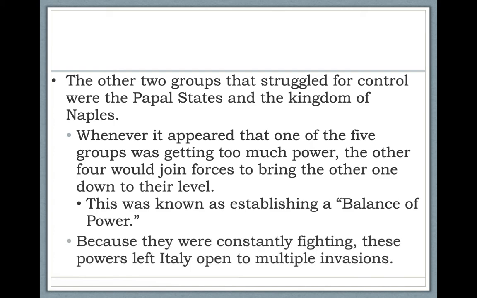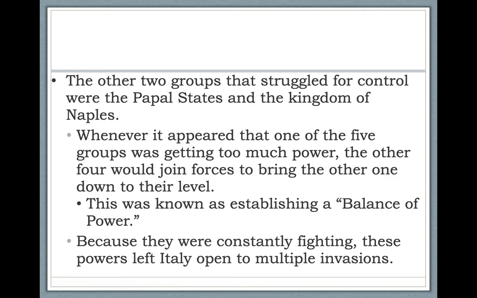As a result of this and the constant fighting that you're going to see amongst these different groups, Italy is ripe for invasion, and they're going to deal with invasion several different times during their history. It's going to be much divided because of these different factions that are going to be showing up.